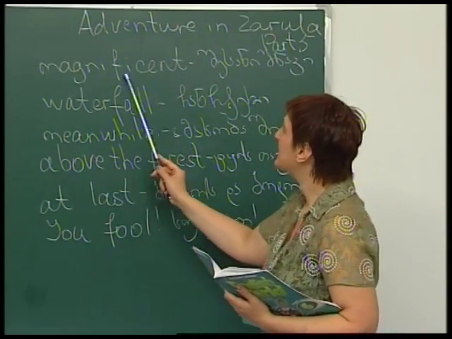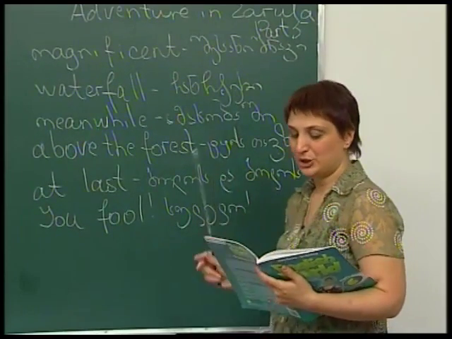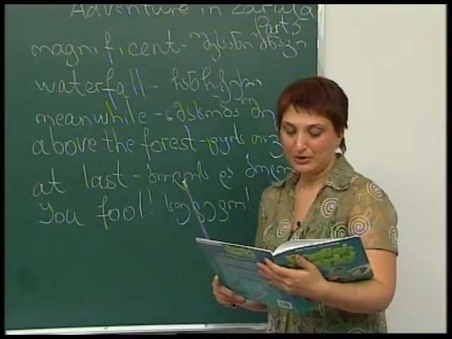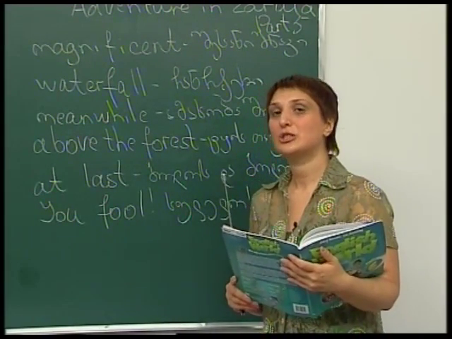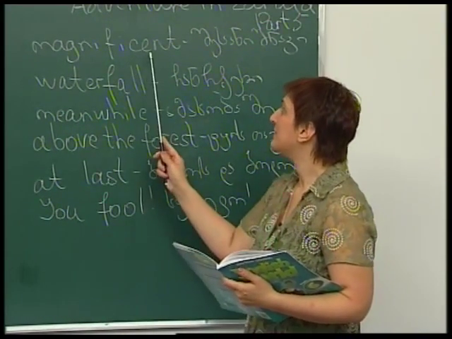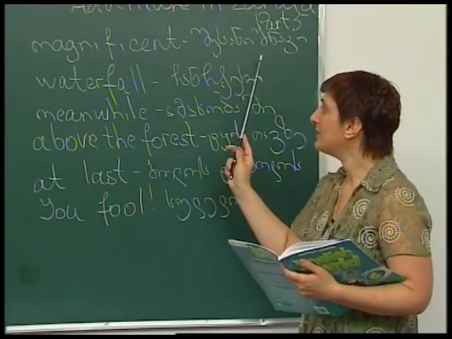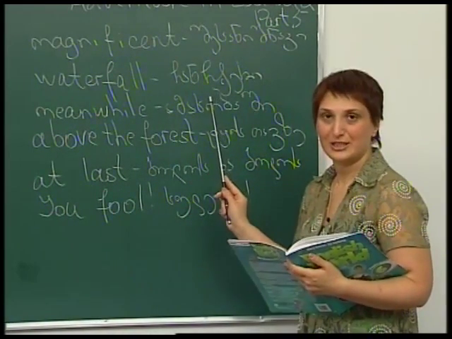So first one is magnificent. Magnificent means შესანიშნავი. Here you have, what a magnificent waterfall. So magnificent, and waterfall means ჩანჩქერი.